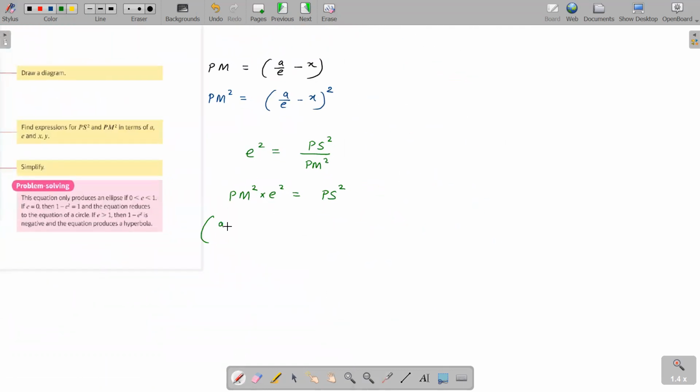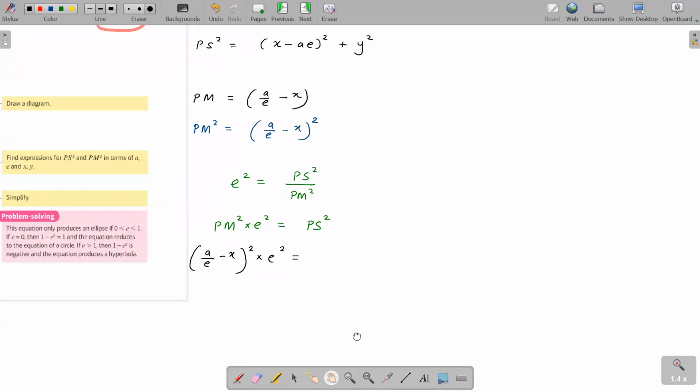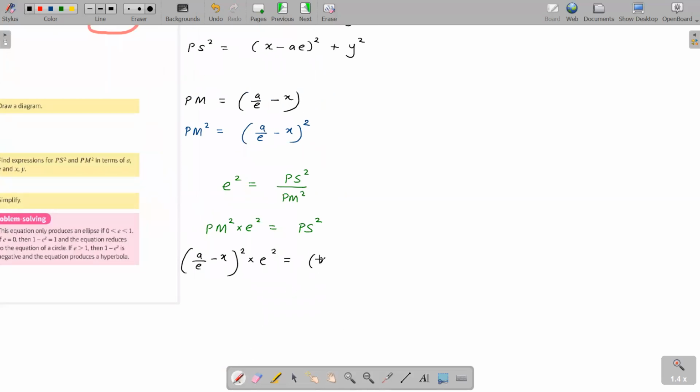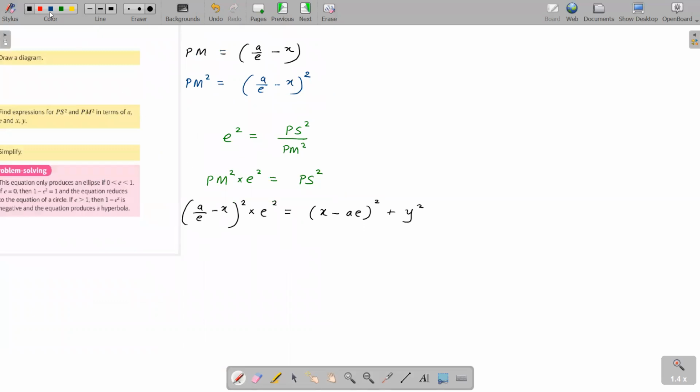PM squared is (A over E minus x) whole squared, into E squared, equals PS squared, which was (x minus AE) squared plus y squared. Okay, let's work on this. What I'll do is take the common denominator inside here. We can't cancel off all the squares because there's a plus mark here. You can't square root everything because there's a plus mark in the middle. When there's a plus mark in the middle, you cannot square root everything. Let's first get the common denominator.